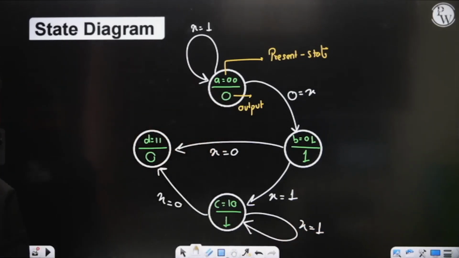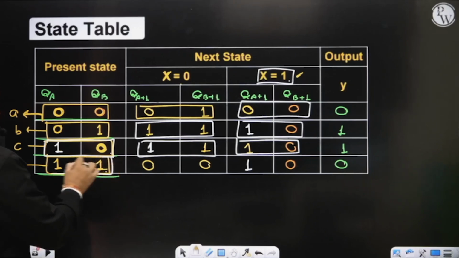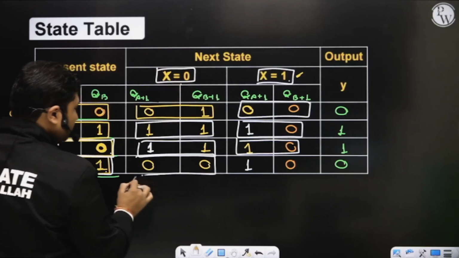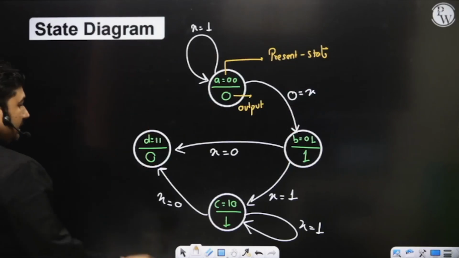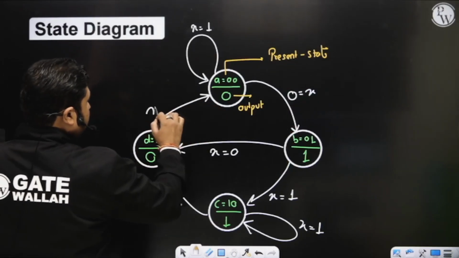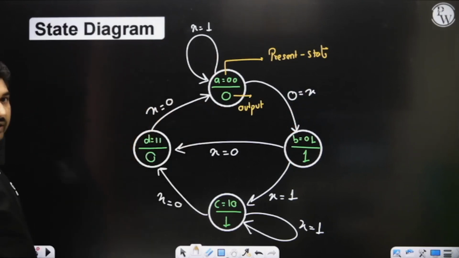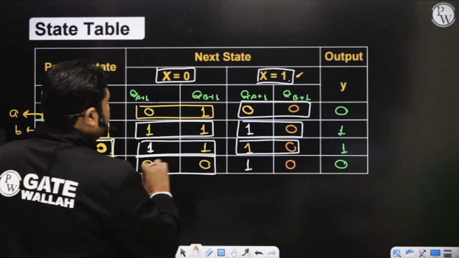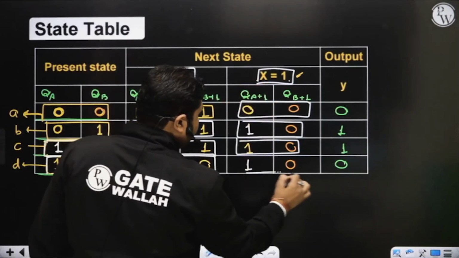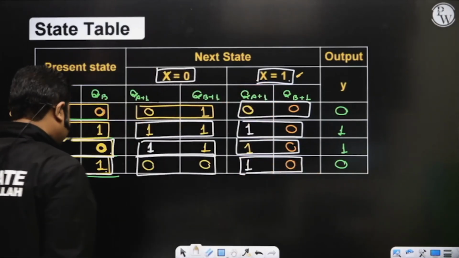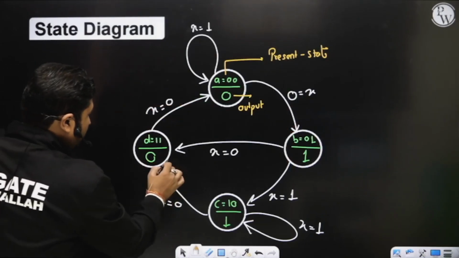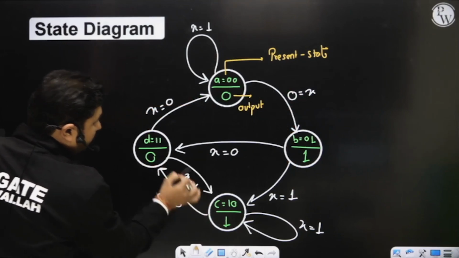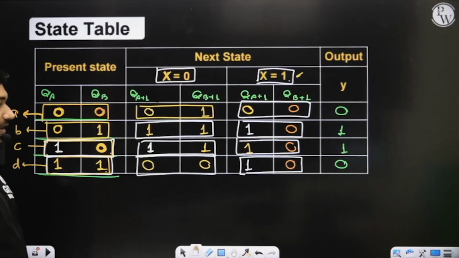Present state D with x equals 0, next state 0 0. 0 0 is state A. So with x equals 0, we are moving back to state A. And with x equals 1, we are getting 1 0. What is 1 0? State C.